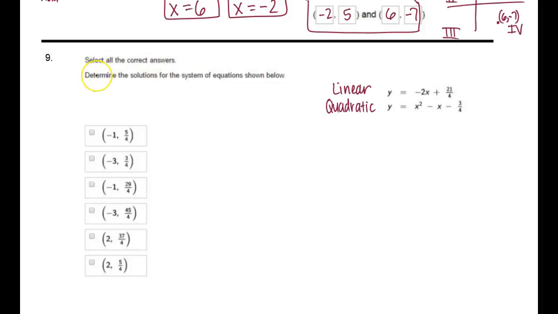Notice the directions say select all the correct answers. So if you were doing this problem on the computer, you would check at least one of those coordinates, possibly more, depending on what our answer is. So just like in the previous problem, both of the equations are set equal to y, so that means we want to set them equal to each other. So the equation we're going to have is negative 2x plus 21 over 4 equal to x squared minus x minus 3/4.